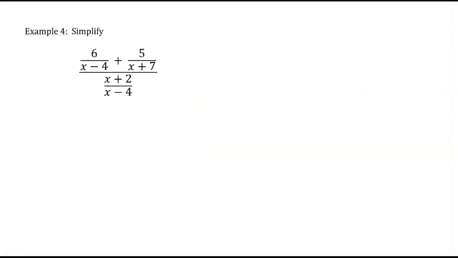In example 4, we again have a complex fraction. Notice that this time we have multiple terms in each denominator of each fraction. The least common denominator for these 3 fractions needs to include a factor of x minus 4 and a factor of x plus 7. That way all 3 of our denominators are represented in our least common denominator. Now we will multiply each term by x minus 4 and x plus 7.